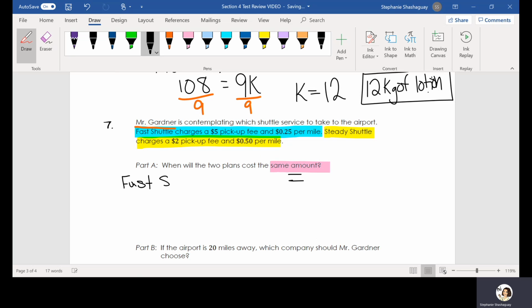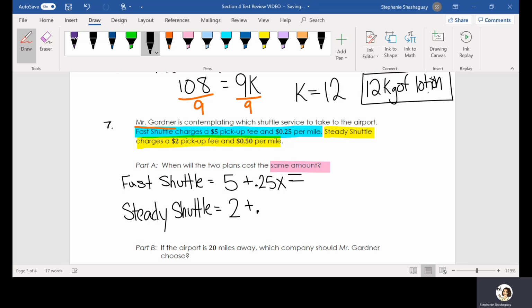So Fast Shuttle is equal to $5, because that's the pickup fee, plus 0.25, because that's the cost per mile, times x. So 5 plus 0.25x. Then Steady Shuttle is equal to $2 for the pickup fee, but they charge 50 cents per mile.